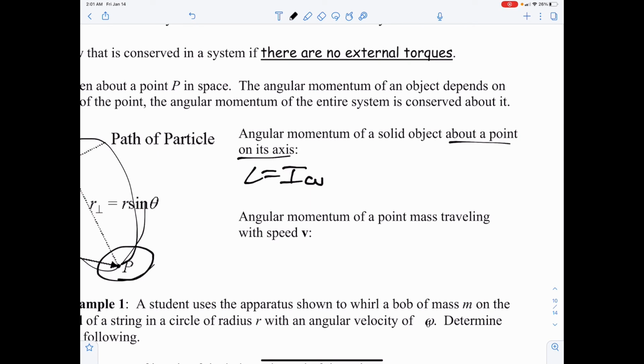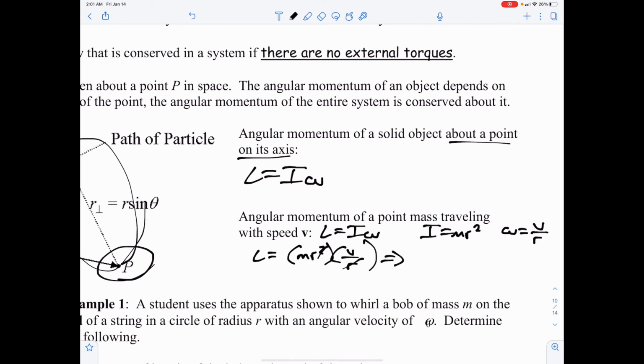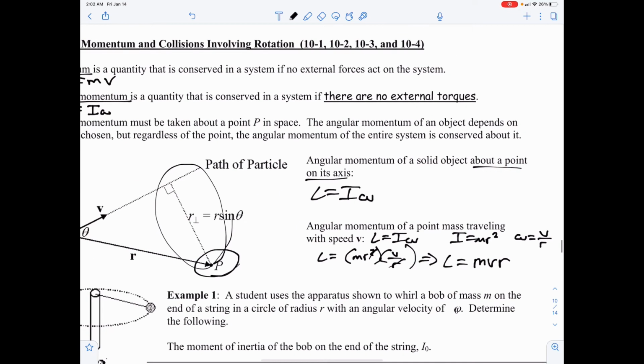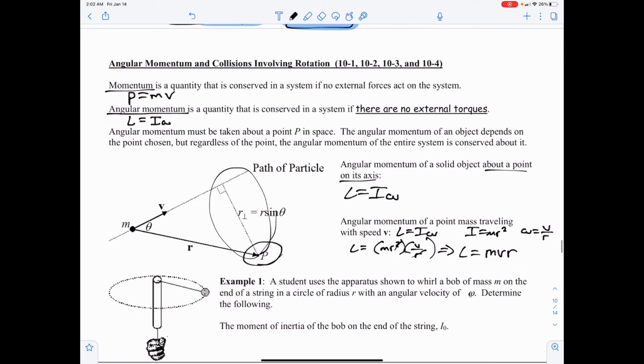Well, we can derive this one by going L is equal to I omega. Recall that I for a point mass is equal to mr squared, and that omega is equal to V over r. So we have mr squared in place of I, and we have V over r. The r cancels, and we have mvr. So instead of just mv, like regular momentum, it's mv times that distance right there.